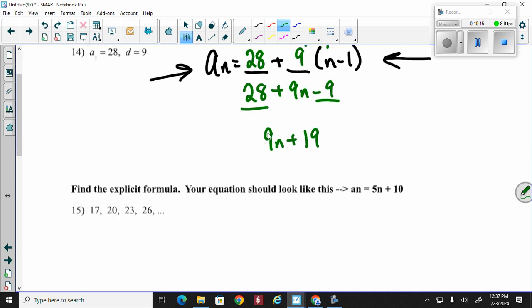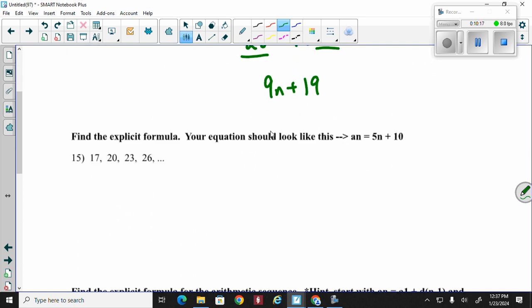All right, moving on. It says find the explicit formula. Again, here's another. It's got to be the formula. So that means you have to use the a n is equal to something plus something n minus 1. So remember, what are we looking for? Our first term. There it is.